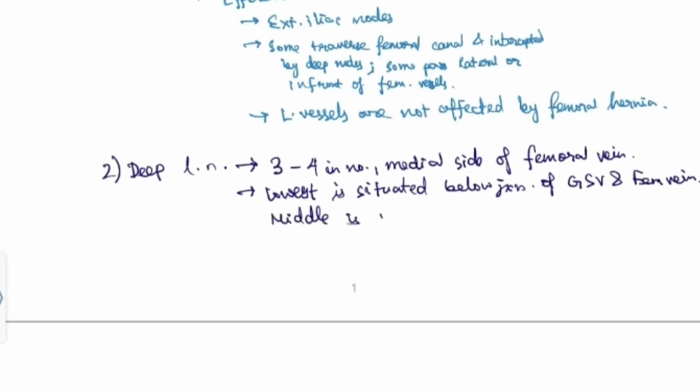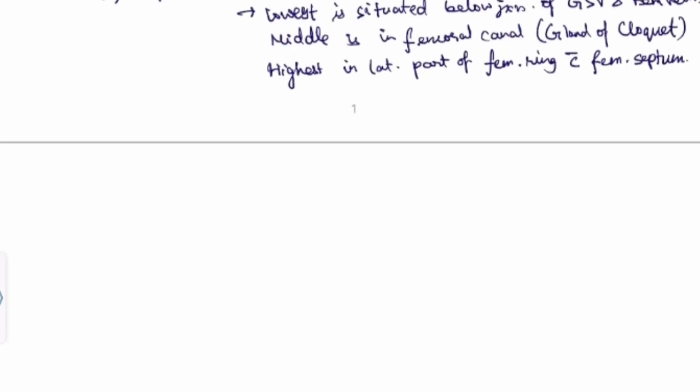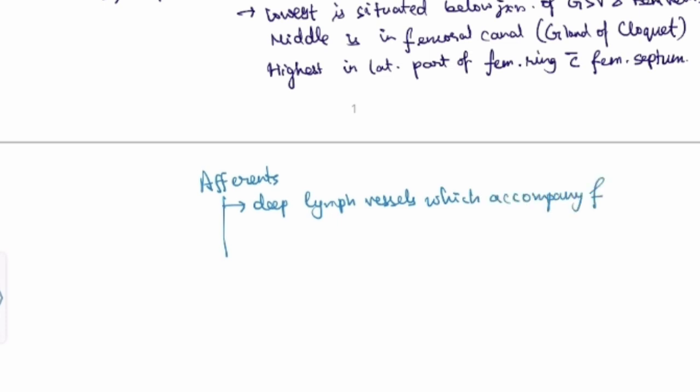The middle node is in the femoral canal, also known as the gland of Cloquet, and the highest one is in the lateral part of the femoral ring, within the femoral septum. Same equation over here also. Some afferents, some efferents. Afferents: deep lymph vessels which accompany the femoral vessels.